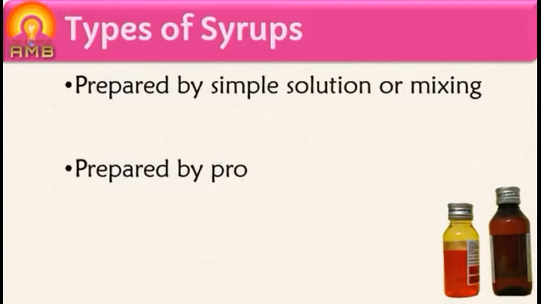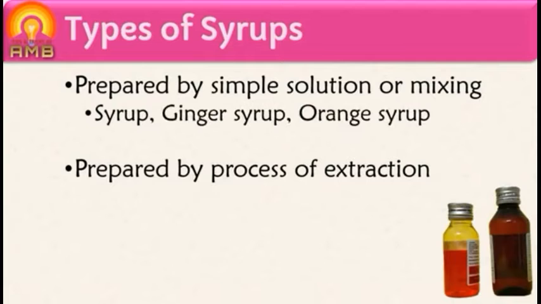So the next one is draughts. These draughts are oral liquid preparations meant to be taken as a single dosage, and they include male fern draught and paraldehyde draught. Paraldehyde draughts oxidize to acetic acid on storage, which leads to death. So these paraldehyde draughts are very dangerous to our health.